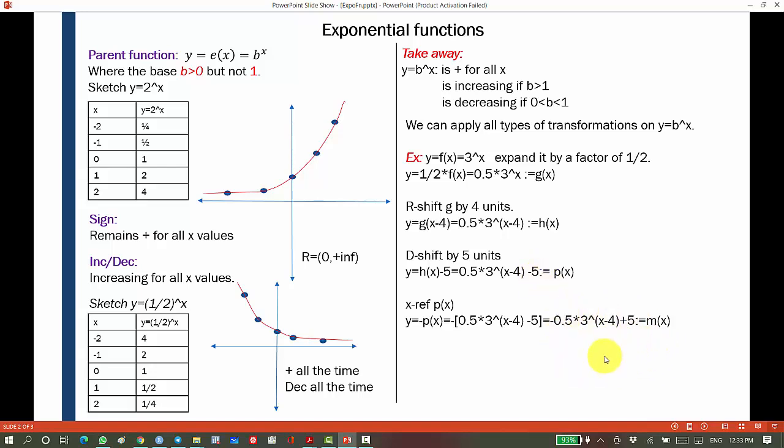Let's name this new function m of x and find the y-axis reflection of m of x, that is m of minus x. Hence, we replace x with minus x here: minus 0.5 times 3 to the power of minus x minus 4 plus 5. And let's name this last function n of x.